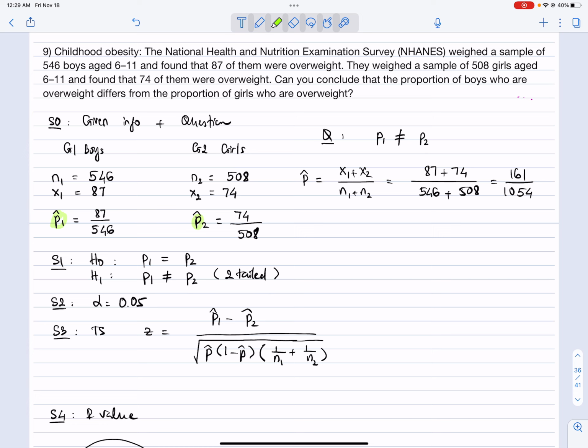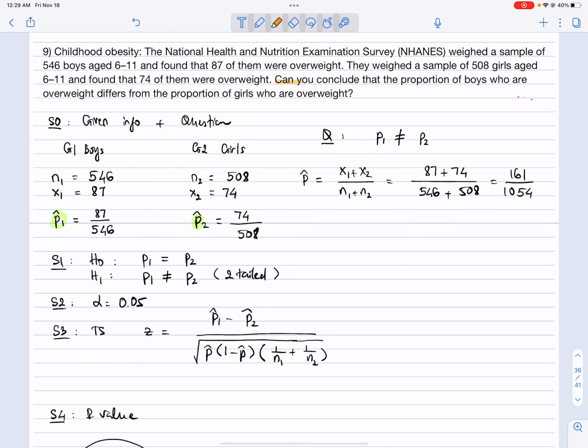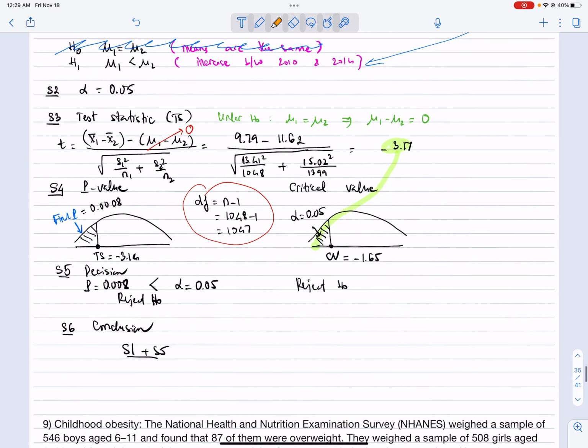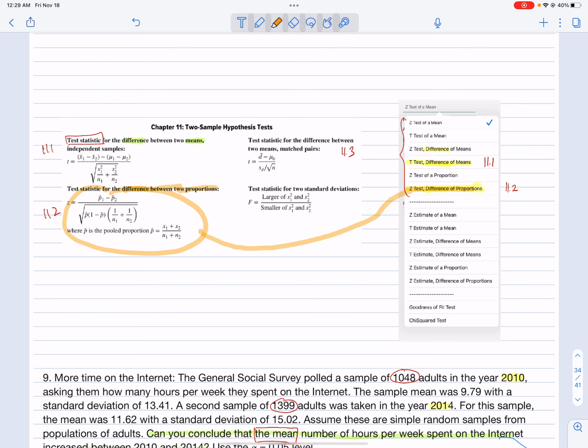Now in the question, how do I know this problem is 11.2? You read the question. Can you conclude that? So we know this is hypothesis testing. The proportion, see the word proportion. So with the word proportion, and we have two groups. So let's go back to your formula right here. We have the word difference, meaning two groups, and this is proportion. So we're gonna use this formula, and 11.2 is right here.